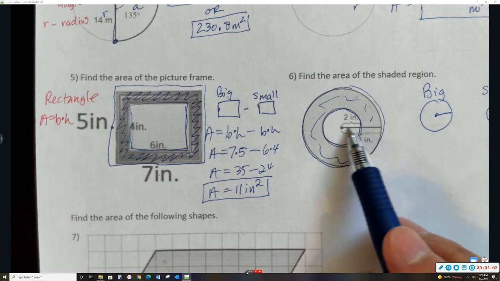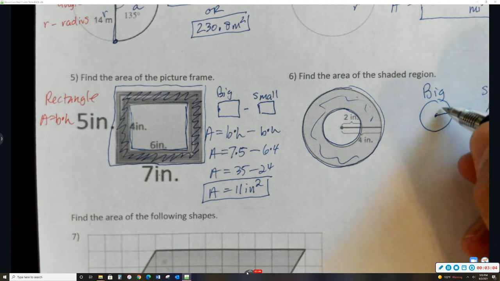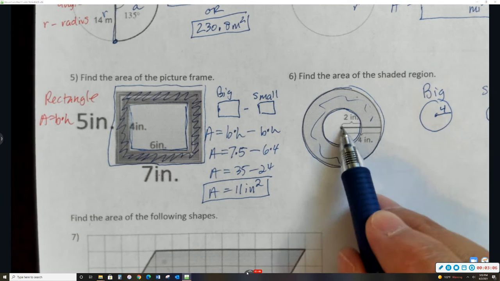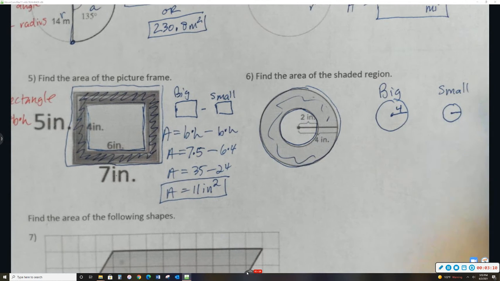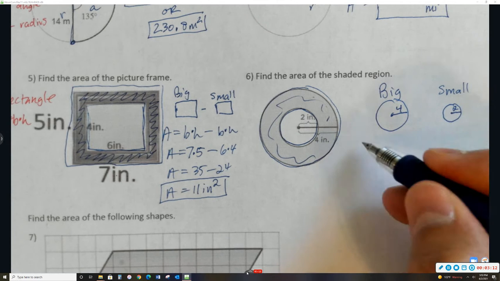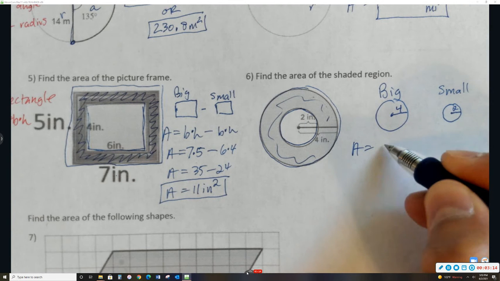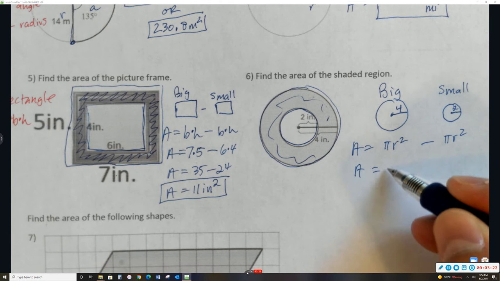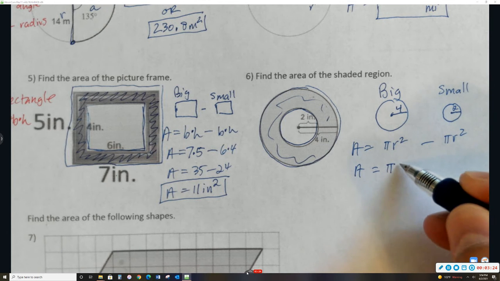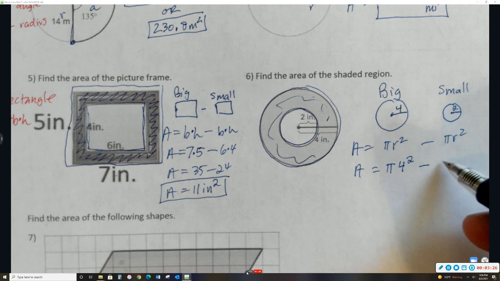And you can see the big circle has radius 4, so I'm just going to put 4 here. And then the smaller circle has a radius of 2. I guess it'd help if I moved it over. So then the area for the big circle is pi r squared, and then the small circle is pi r squared. Pi, you know what, I'm just going to leave it as pi, but I am going to type 3.14 in the calculator.